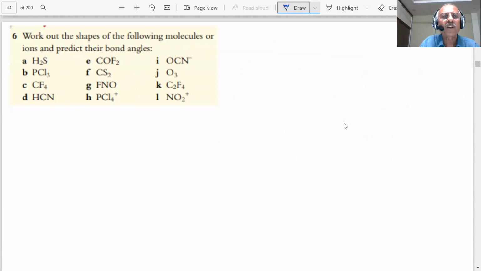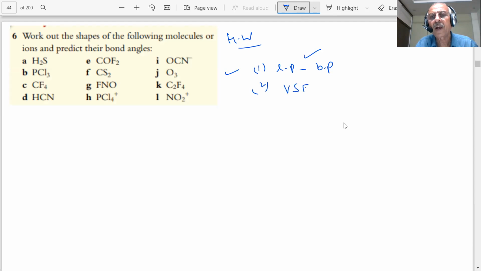Here is a question for homework. Work out the shapes of the following and predict their angles. We have done all this in the previous lecture. Did we do that? Yes, sir. We have drawn lone pair and bond pair repulsions, and then we showed you valence shell electron pair repulsion theory. By drawing the Lewis structures, you can predict the shapes of these molecules. This we have already done in the previous lecture.